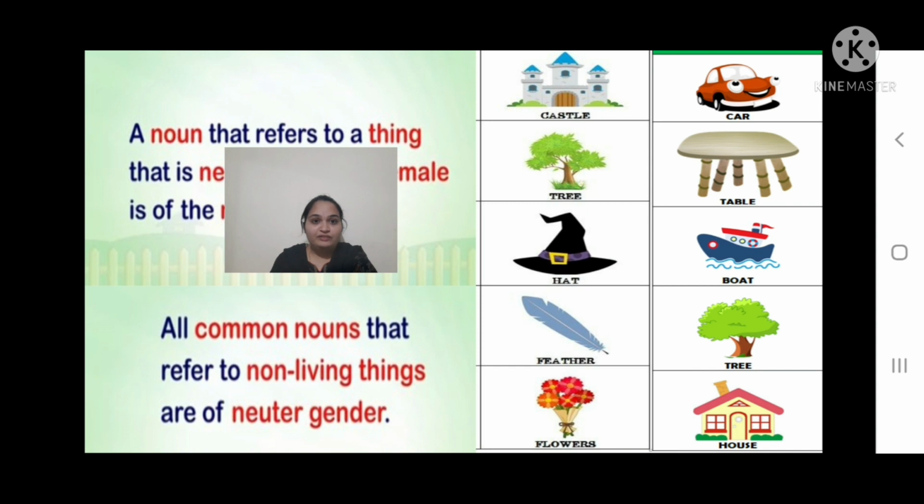So what did we learn in our today's class, children? We learned nouns singular, plural, and also we learned 4 noun genders. They are masculine, feminine, neuter and common gender.